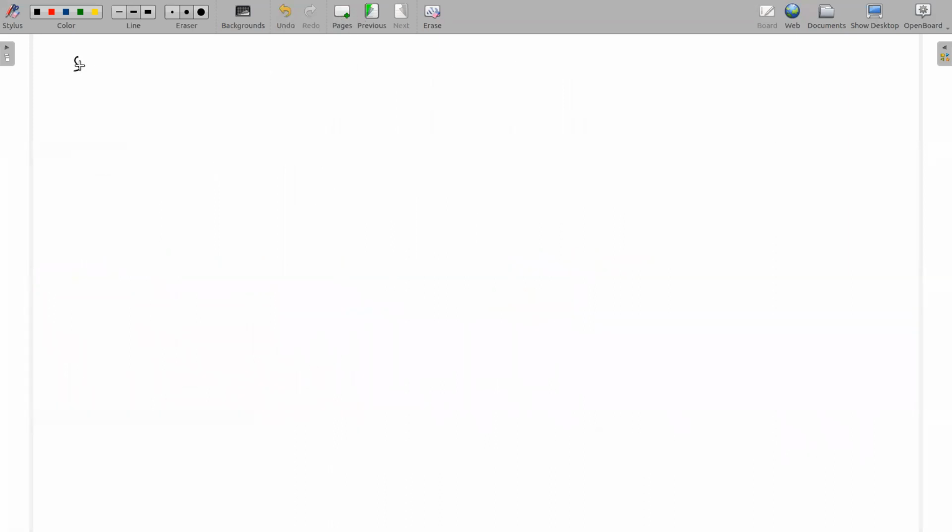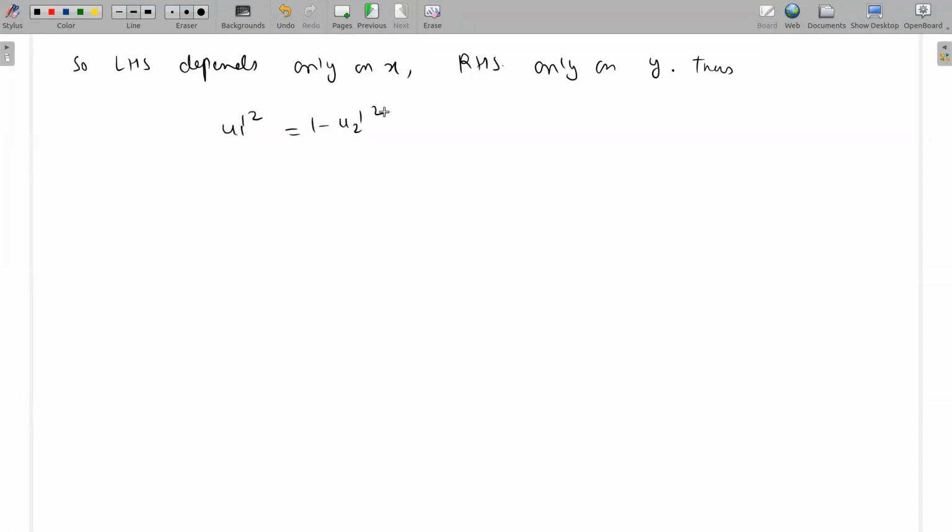So the left hand side depends only on x, the right hand side only on y, therefore both sides must be constants. Therefore u1 dash square equals 1 minus u2 dash square, and the constant you can take as a square.